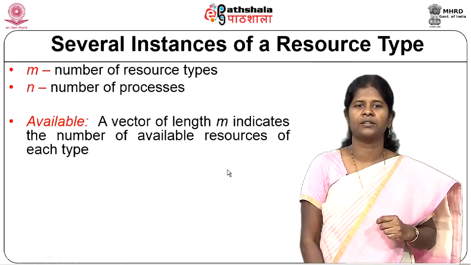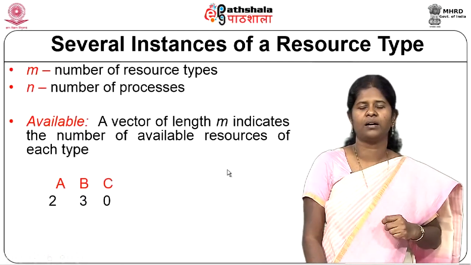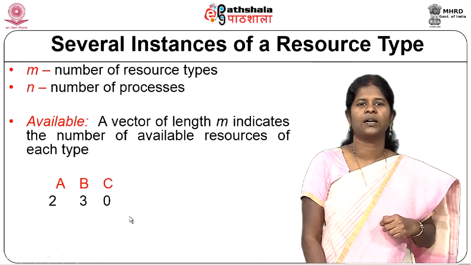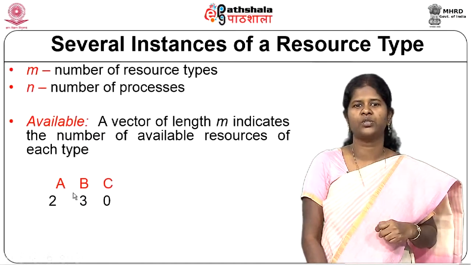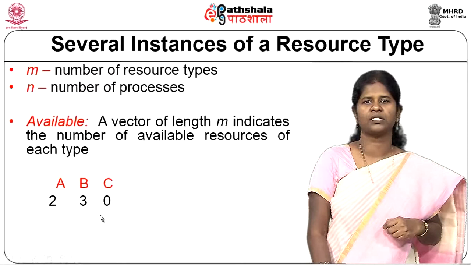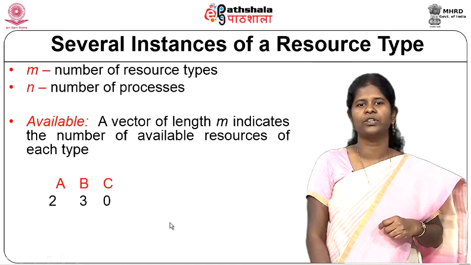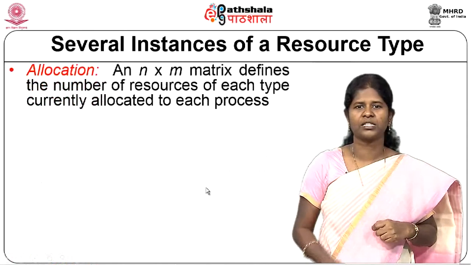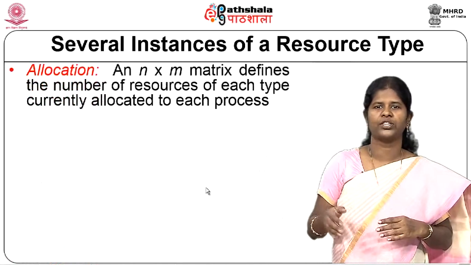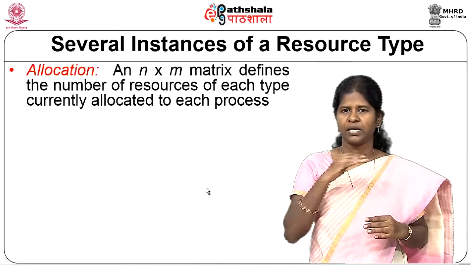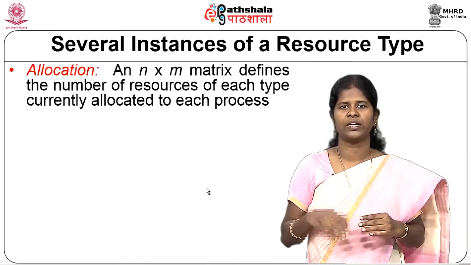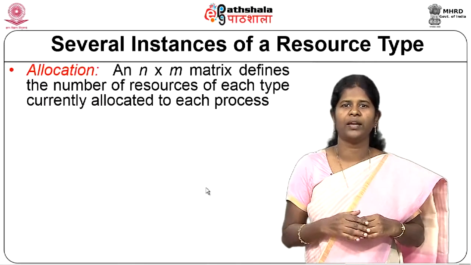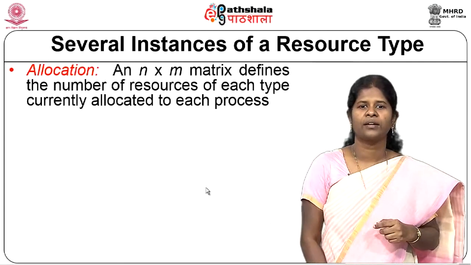Each element corresponds to the number of instances of a resource type. If you have a vector like this, it says that there are 2 instances of A available, 3 instances of B available and 0 instances of C available. Then you have another matrix called allocation, which is an n by m matrix. Rows correspond to the n processes and the columns correspond to the m resources.